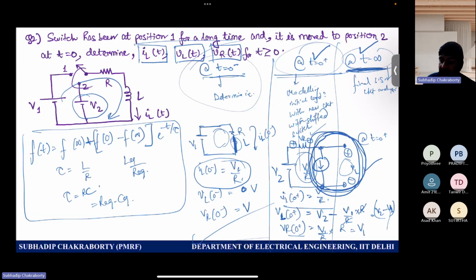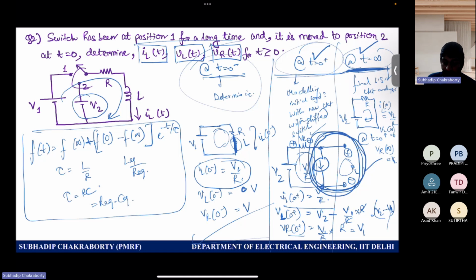The last step is to find out the steady state. So at steady state, what will happen? The inductor will short itself. The current will be like this. What will I of infinity be? V2 by R. What will be the voltage across the inductor at infinity? It will be 0 because it is shorted. Why shorted? Because at steady state the inductor behaves as a short circuit. What is the voltage across the resistor at infinity? It will be V2.